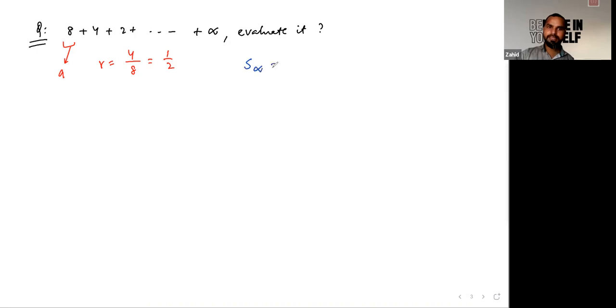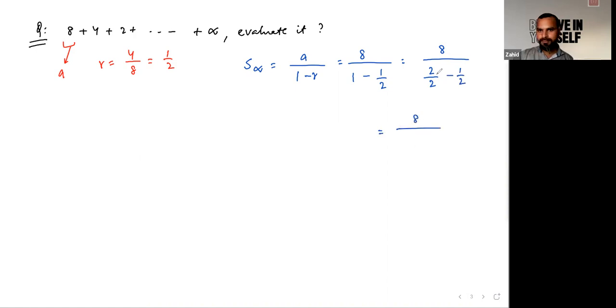Suppose you apply S infinity as A over 1 minus R. A is nothing but 8, divided by 1 minus R, and R is nothing but 1 by 2. So take the LCM of the two parts, which will be 2. You'll write it as 8 divided by (2 minus 1) by 2. So 8 divided by 1 by 2. This 2 will move to the numerator to multiply by 8, so you'll get your answer to be 16.